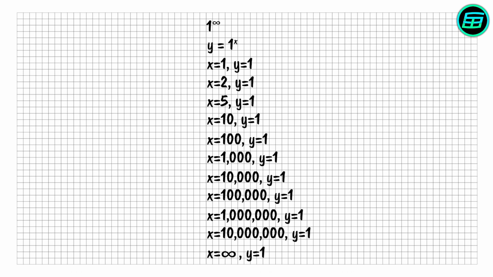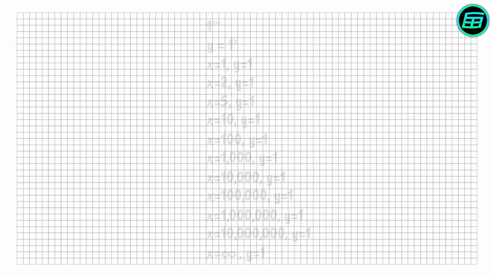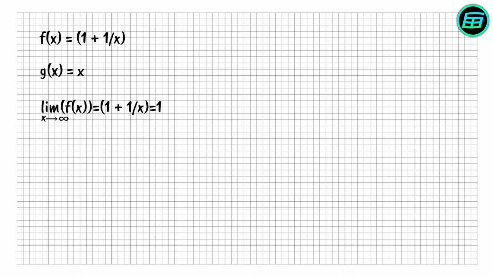It should have been 1, but there's a special situation for 1 to the infinity that makes it undefined. Let's look at what it is. Let's say we have two functions, f of x equals 1 plus 1 over x and g of x equals x. If x approaches infinity, f of x equals 1 and g of x equals infinity. So we can use f of x to the g of x to reach 1 to the infinity. f of x to the g of x equals 1 plus 1 over x to the x. So when x approaches infinity, 1 plus 1 over x to the x appears to equal 1.